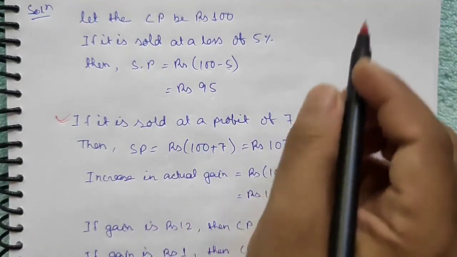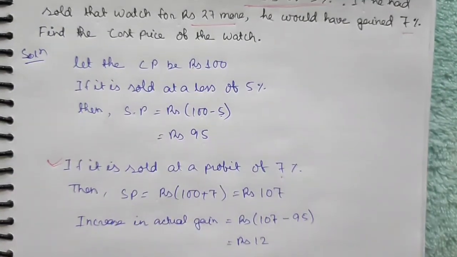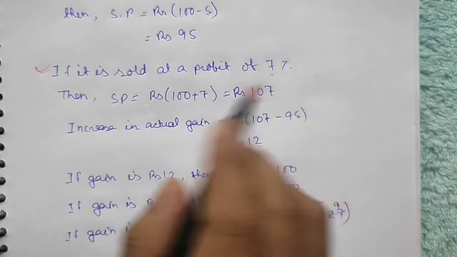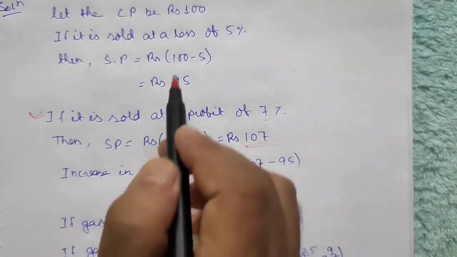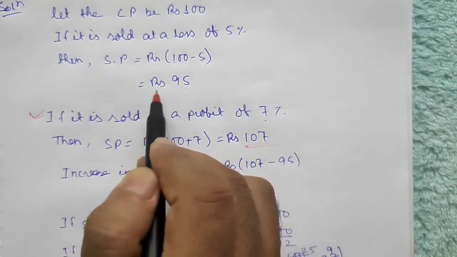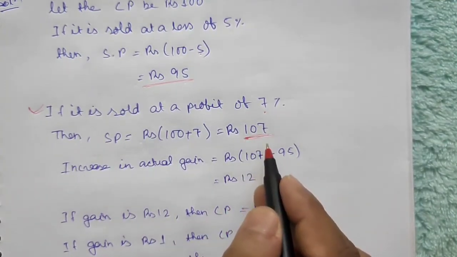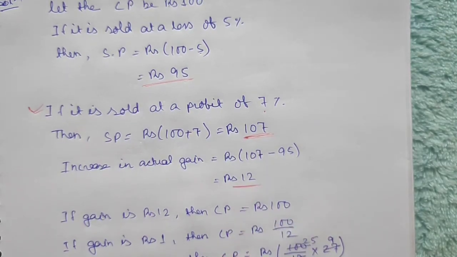Okay, now the next criterion given is that if it is sold at a profit of 7%. He would have gained 7%. Then SP will be how much? 100 plus 7% of 100, that is 100 plus 7, it will be rupees 107, isn't it? So there is an increase in the actual gain. So what is the total amount gained? If it was a loss, it is 95, and if it was a gain, it is 107. So the amount increased is how much? 107 minus 95, that is 12 rupees. It is increased by 12, isn't it?